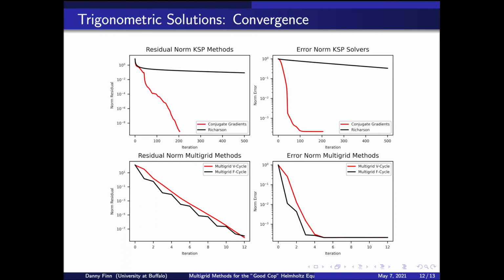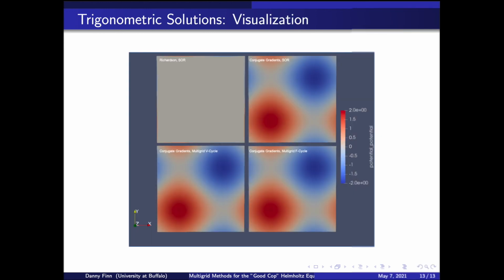Next, let's look at the trigonometric solutions, and they look very similar. Once again, we see that the Richardson iteration initially has a drop in its residual and error when it's solving a local problem, but as it needs to reach out more and more globally, it just can't do it. Again, augmenting with conjugate gradients allows us to reach convergence within at least 200 iterations. And if we look again at our multigrid cycles, they reach convergence on the actual solution within about 12 iterations. So they're very much faster than our conjugate gradient methods.